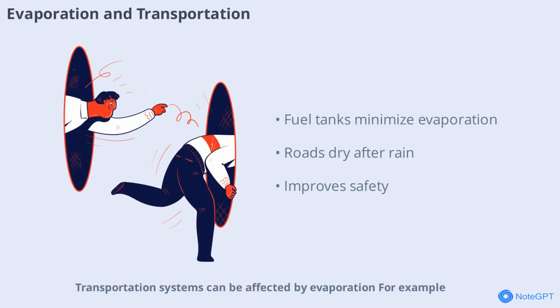Transportation systems can be affected by evaporation. For example, fuel tanks are designed to minimize evaporation losses, which can be both costly and harmful to the environment. Road surfaces can also dry out quickly after rain, thanks to evaporation, improving safety for drivers. Managing evaporation is part of keeping transportation efficient and safe.